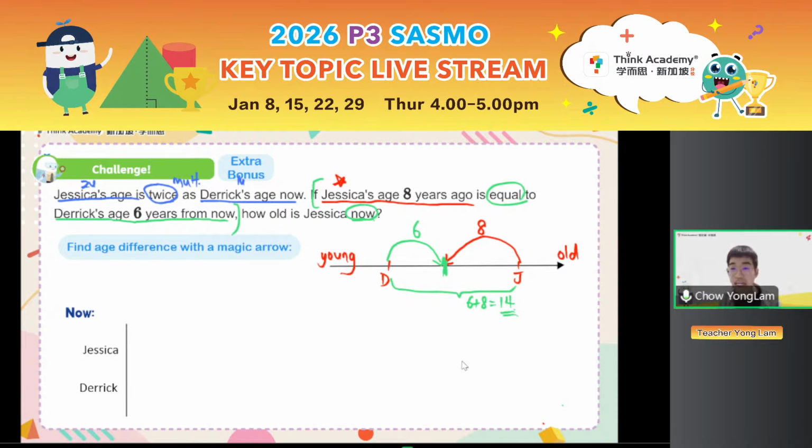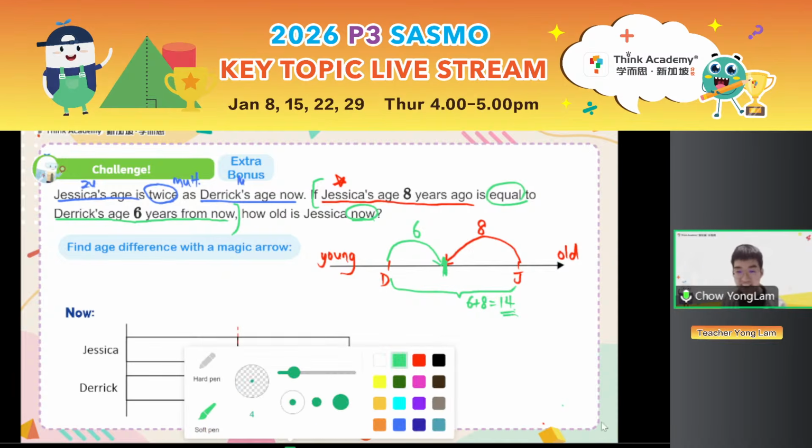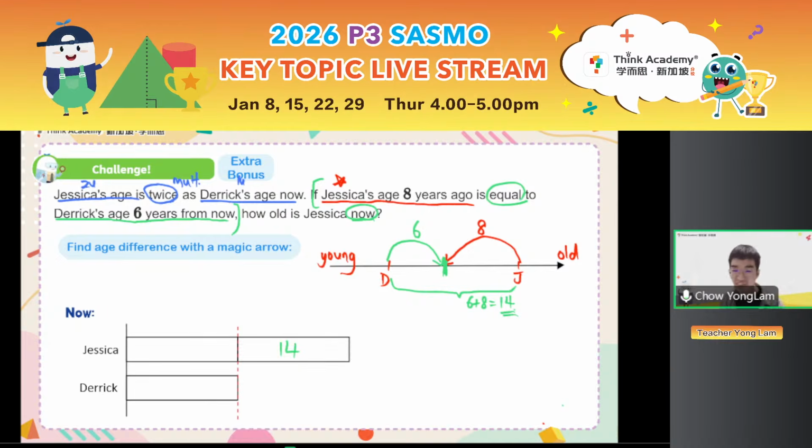So we are going to label the model. Remember, in the model, we first start with their multiple relationship. Derek is 1 unit. Jessica is 2 units because I said Jessica is twice as Derek. And then I am going to label the difference. The difference is 14, because Jessica is 14 years older than Derek. So in that case, just nice, the difference here is 1 unit. So then 1 unit is equal to 14.